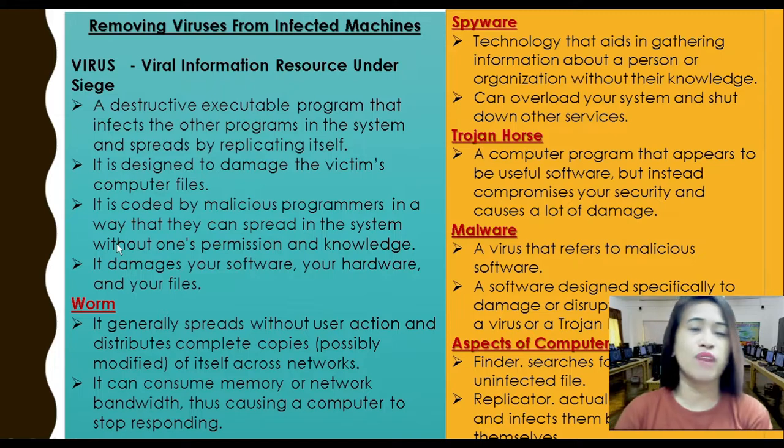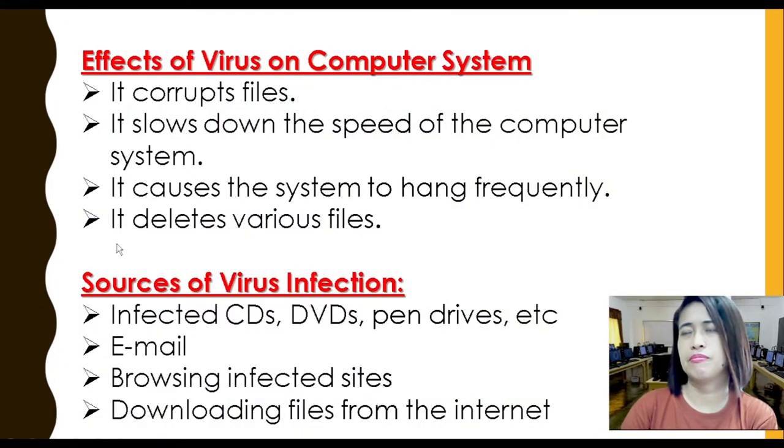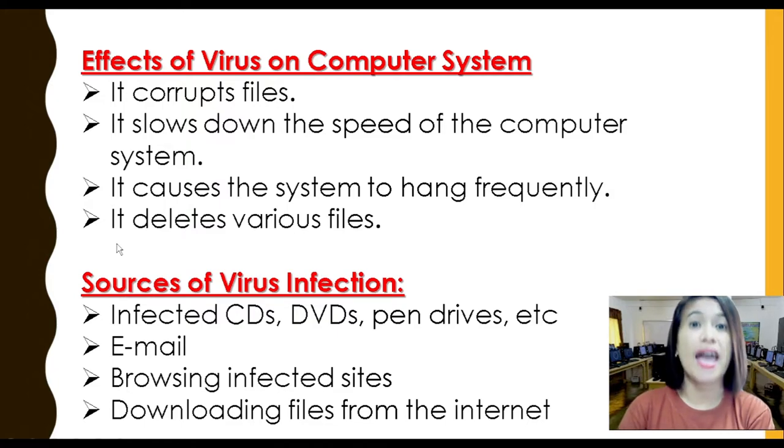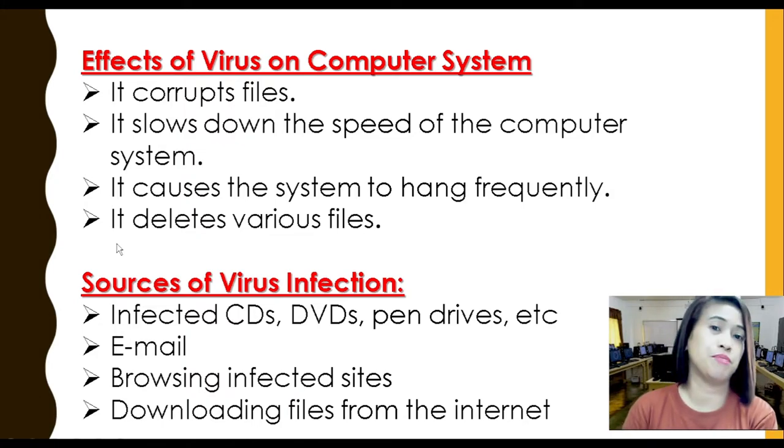Aspects of a computer virus: the finder searches for new uninfected files. The replicator actually targets these files and infects them by multiplying themselves. What is the effect of a virus in our computer system? It corrupts files. It slows down the speed of the computer system. It causes the system to hang, to lag frequently. And it deletes various files. So files have been deleted suddenly, or suddenly there are certain files that prompt on your screen even if you did not do that or perform that using the computer.